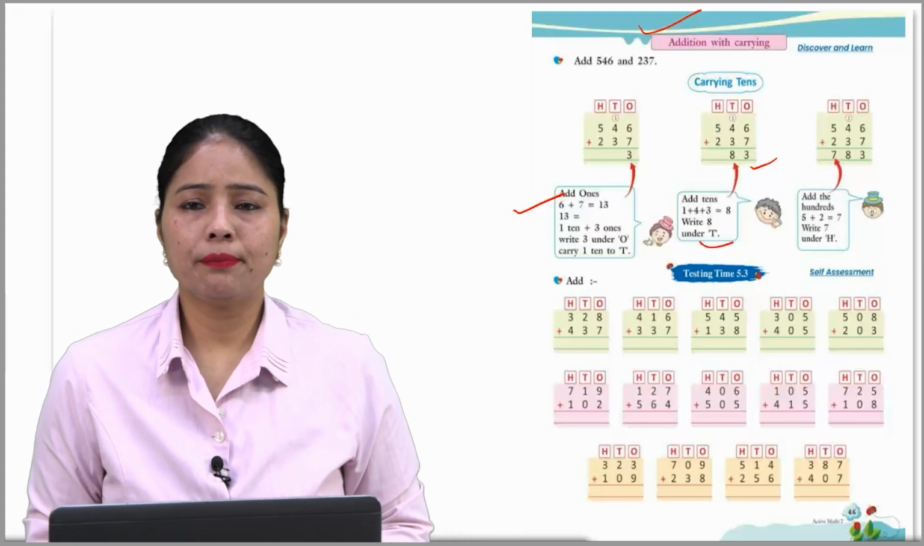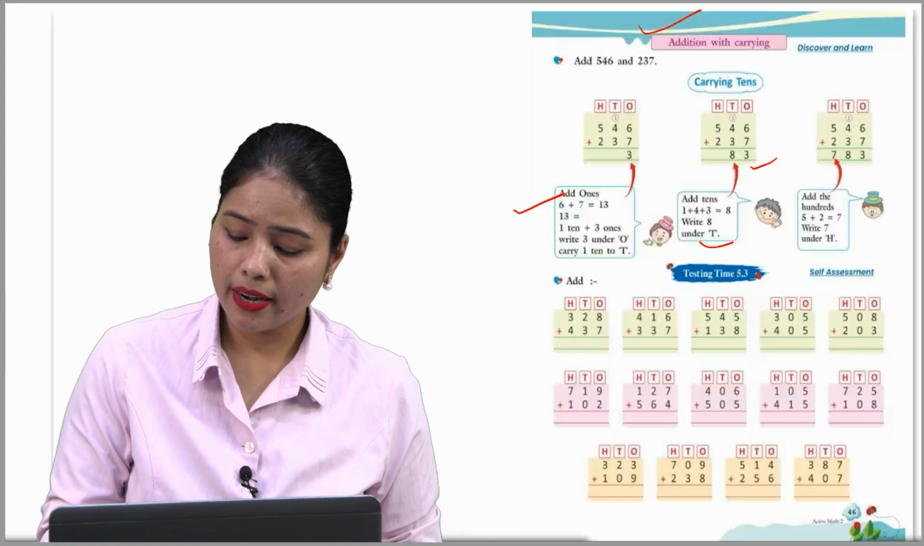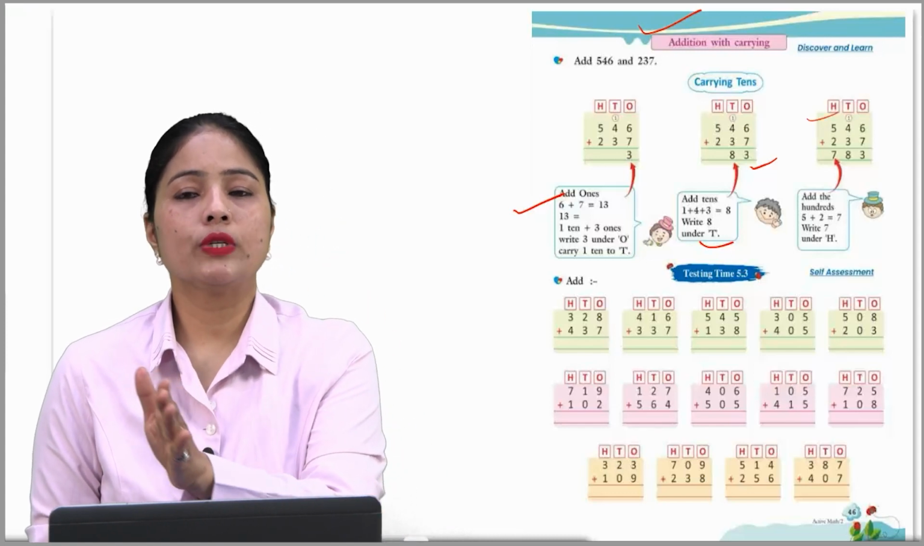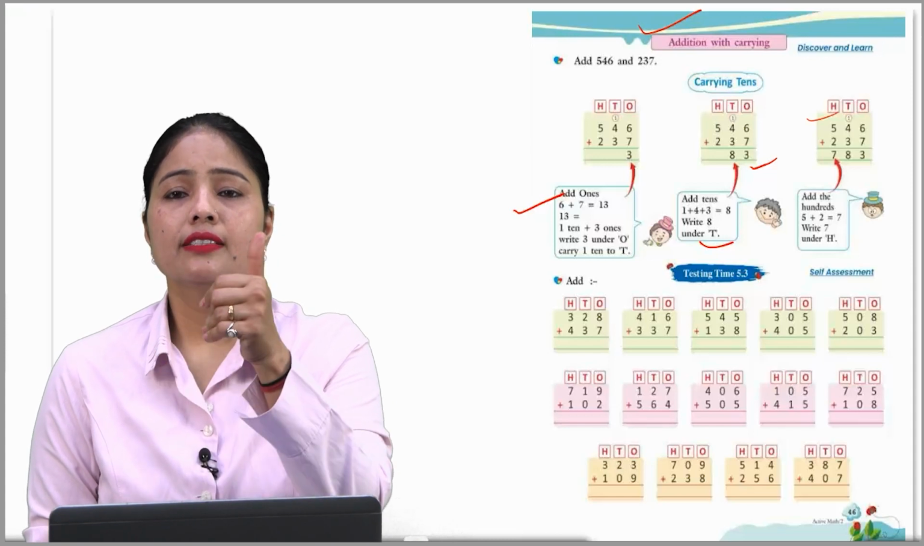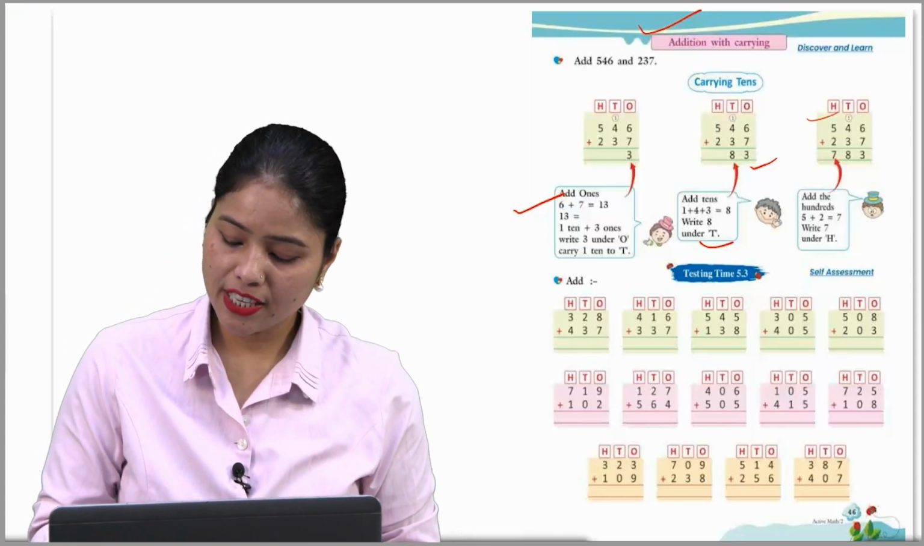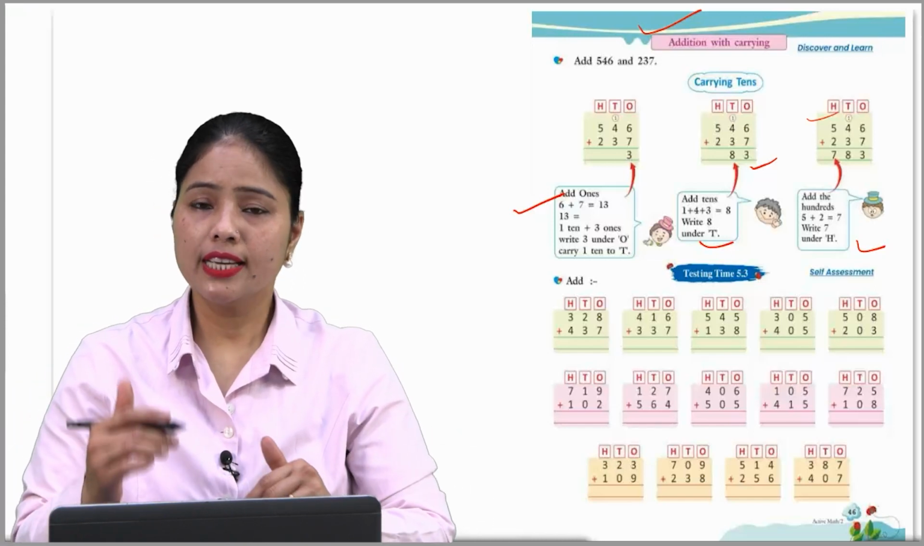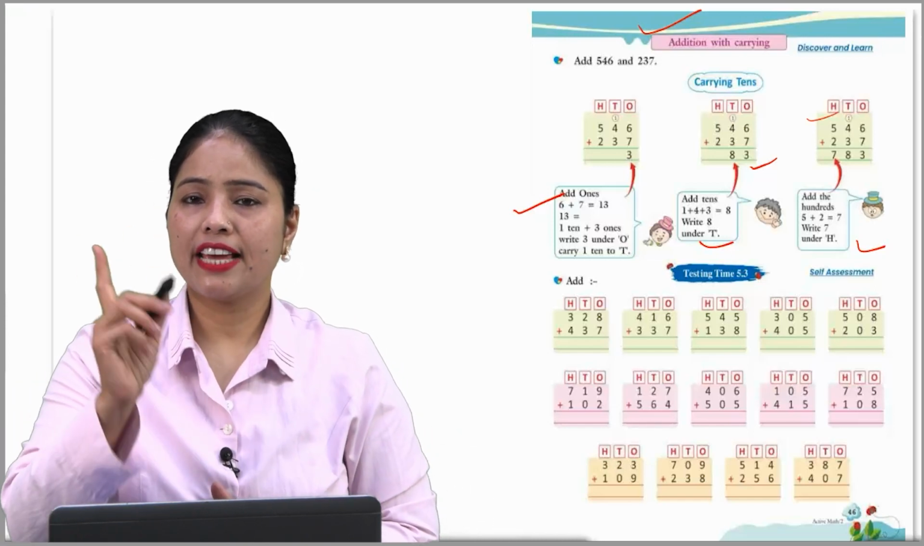Now step number 3, what happened? They added the hundreds place. At the hundreds, 5 plus 2 is equal to 7. Write 7 under h like that. So this is how we do the addition sums. Okay. Now move on beta. Texting time 5.3.